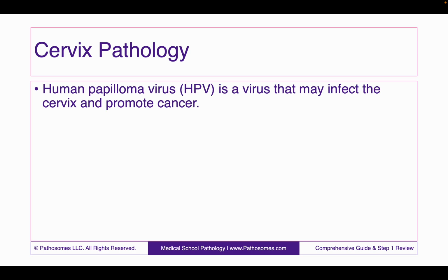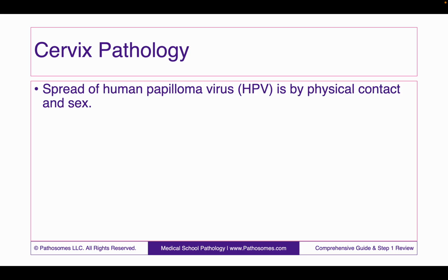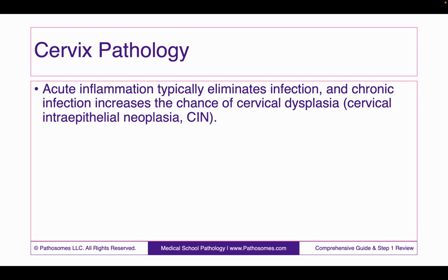Now, human papillomavirus is a virus that may infect the cervix and promote the development of cancer. Human papillomavirus, by the way, is a DNA virus. And spread of HPV is by physical contact and sex. Acute inflammation typically eliminates infection, and chronic infection increases the chance of cervical dysplasia, i.e. cervical intraepithelial neoplasia.